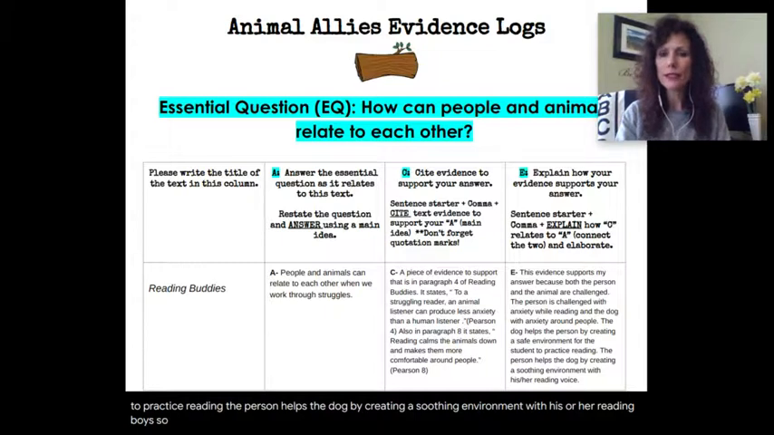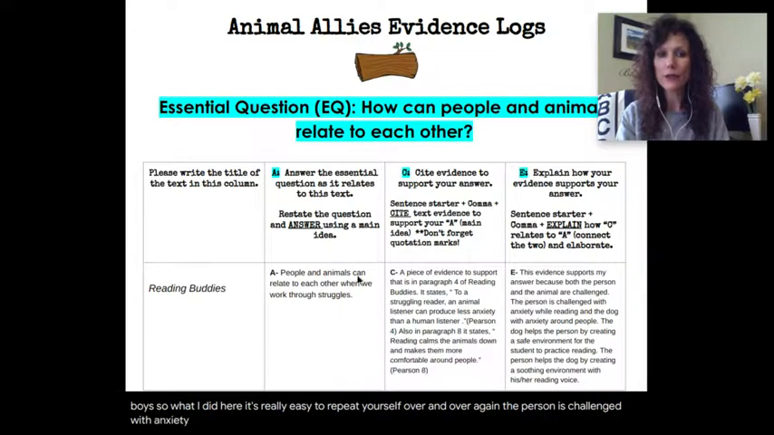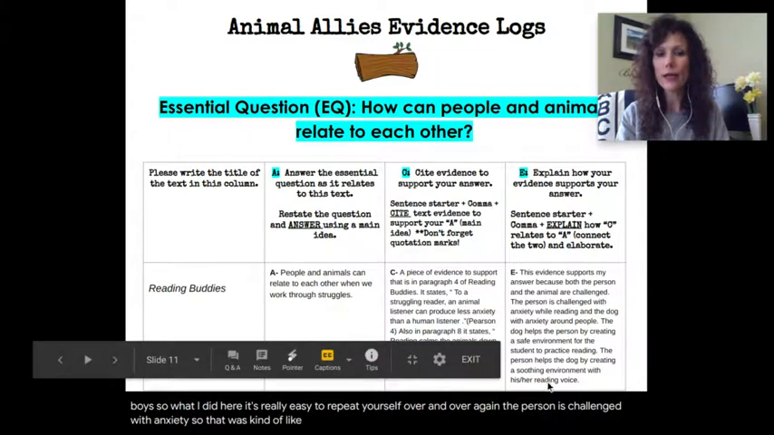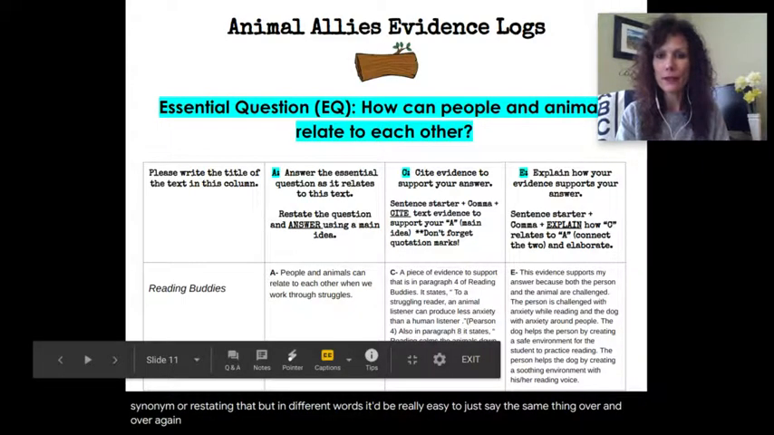So what I did here, it's really easy to repeat yourself over and over again. The person is challenged with anxiety. So that was kind of like my going back to my answer, work through struggles. So it was like a synonym or restating that, but in different words. It'd be really easy to just say the same thing over and over again.